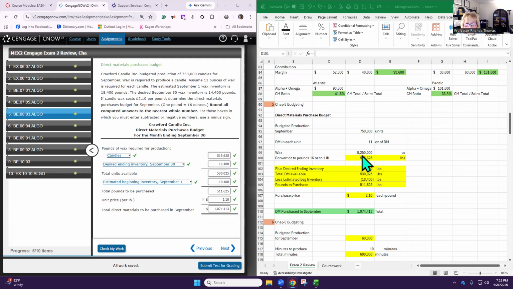All right, we're now to how many? Remember, we know that it's 11 ounces per candle. So 11 ounces times the number of production is 8,250 ounces. To convert that to pounds, you have to divide by 16. So we're starting with candles and the number of pounds of wax that we need.